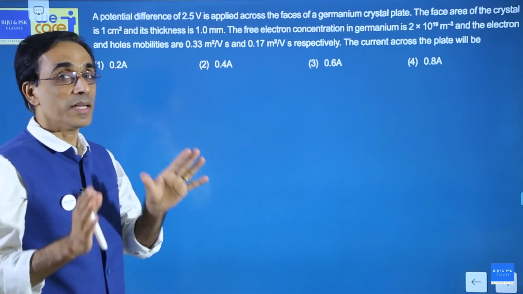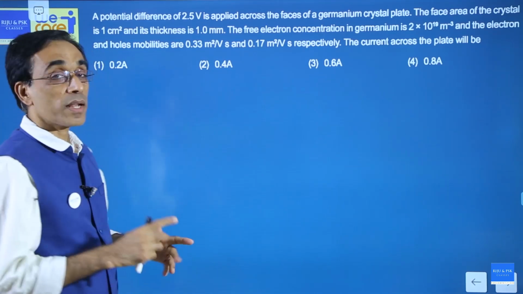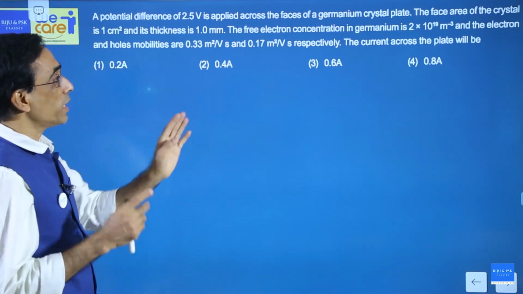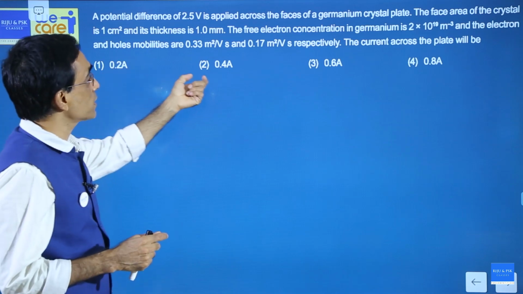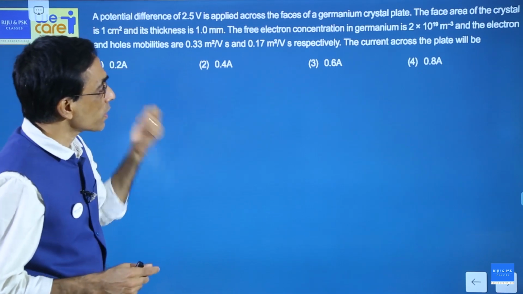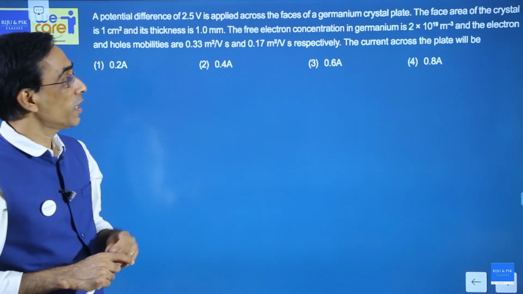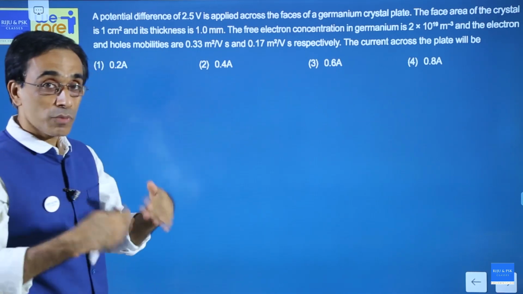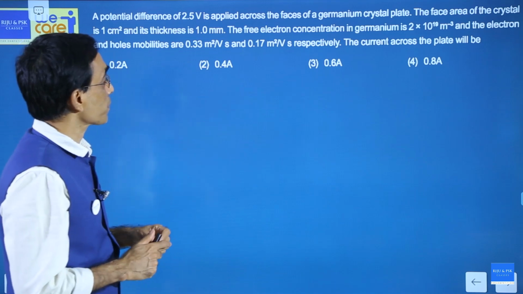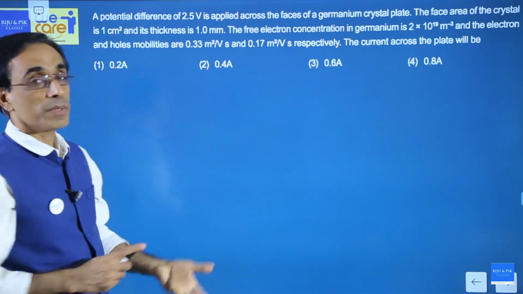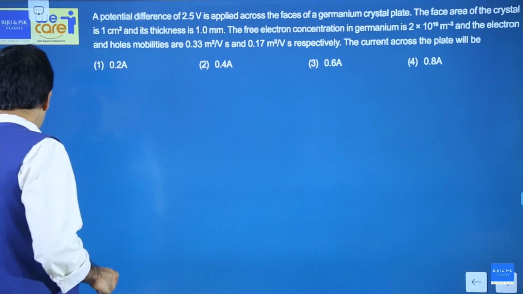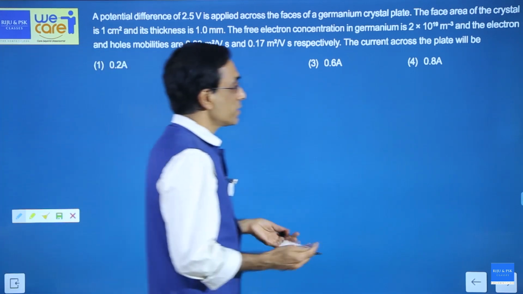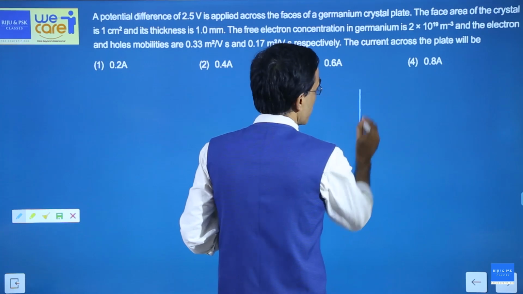Pure germanium is an intrinsic semiconductor, where the number of electrons and holes will always be equal. The face area of the crystal is given, its thickness is given, the free electron concentration in germanium is given, and the electron and hole mobility, the ability to move, is given. You need to calculate the current across the plate. This is actually easy.